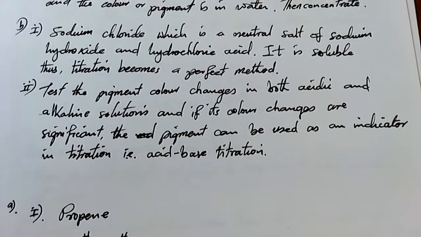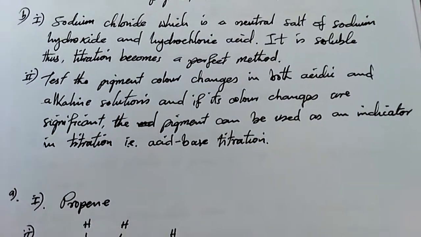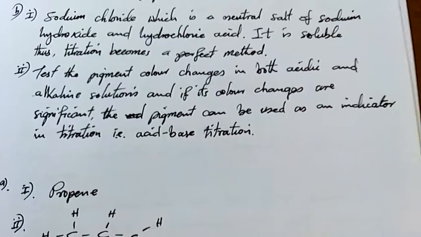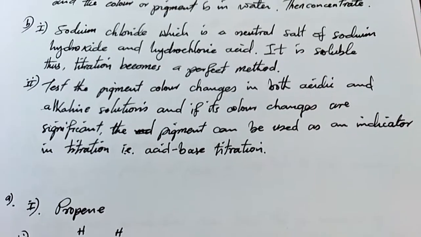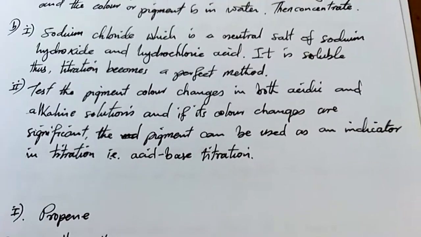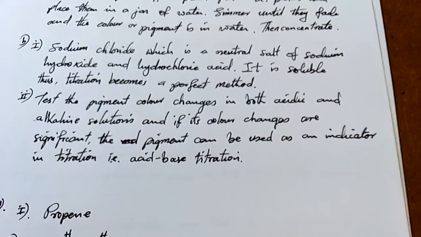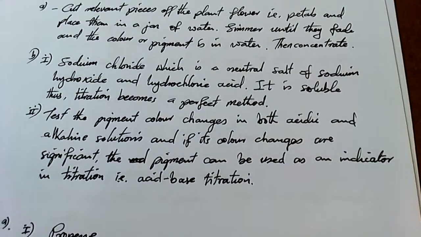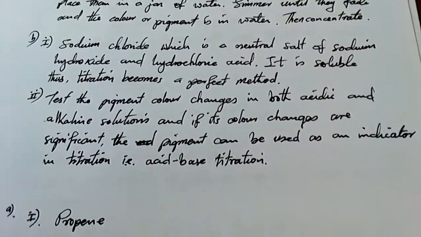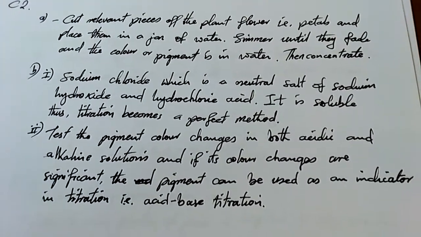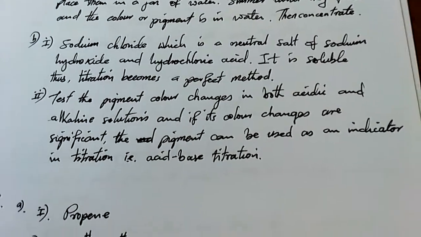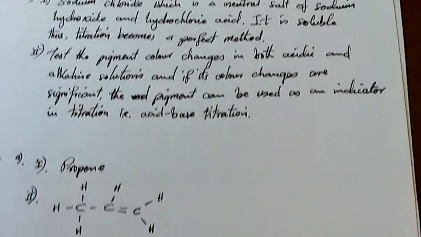Therefore, if there is a way in which it changes when placed in acid or placed in base, the pigment can be used as an indicator in titration. Therefore, acid-base titration. That's the best I could go. This question was tough for me. It's coming a little bit on the boundaries, because talking about organic indicators or natural indicators is not so much in our ordinary science. But that's something I could think of as I was answering this.